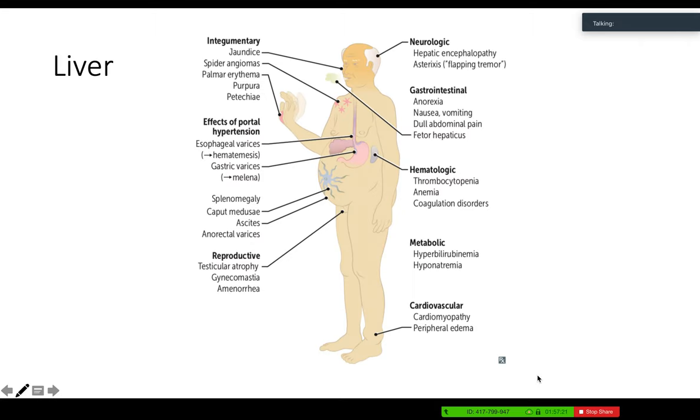Alrighty. So here is from First Aid, describing all of the different presentations that we can see with our patient with severe cirrhosis. One thing we didn't mention: we can also have testicular atrophy, gynecomastia, amenorrhea in females, peripheral edema, cardiomyopathy. Alrighty.